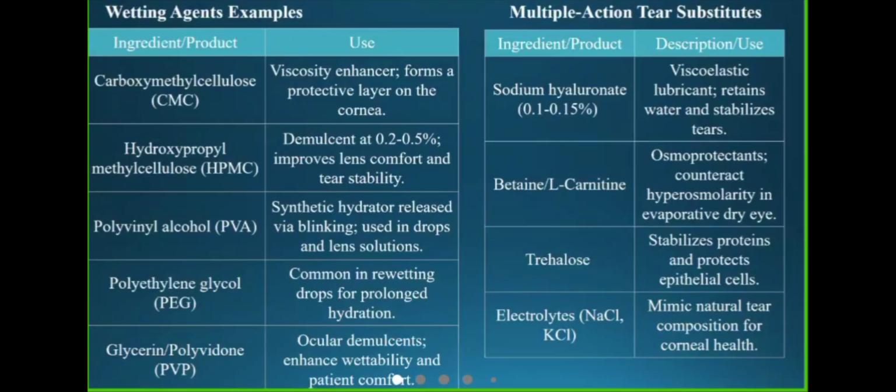So some examples of the wetting agent include CMC, carboxymethyl cellulose, HPMC, then polyvinyl alcohol, then polyethylene glycol, which is commonly a re-wetting drop for prolonged dehydration. Then some examples of multi-action tear substitutes include sodium hyaluronate, trehalose, L-carnitine, electrolytes like NaCl, KCl. Thus, this will mimic the natural tear composition for corneal health.